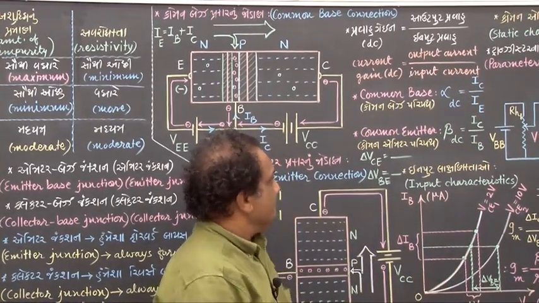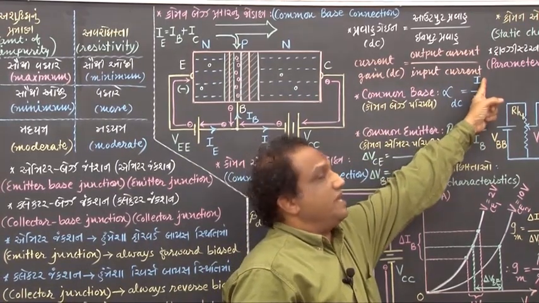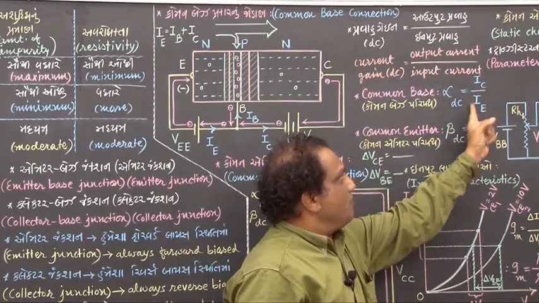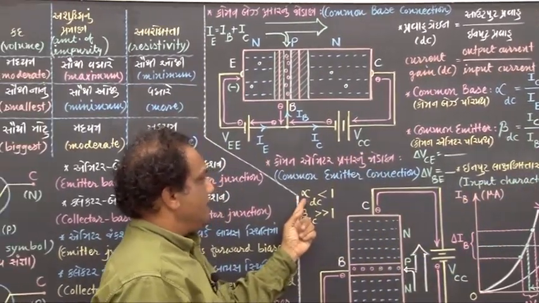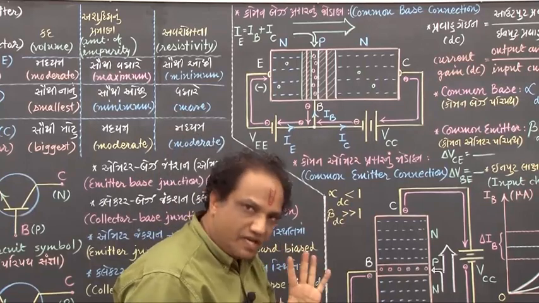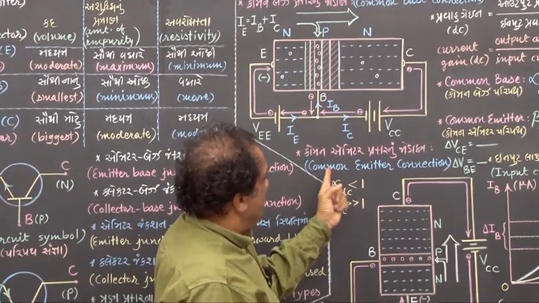Correct? Fine. Now tell me, when this is 100%, this is nearly 95%. So 95 upon 100 means 0.95. 0.95 means less than 1. So I am writing here alpha DC is less than 1. Correct? Now let us go for second type of connection, which is common emitter.